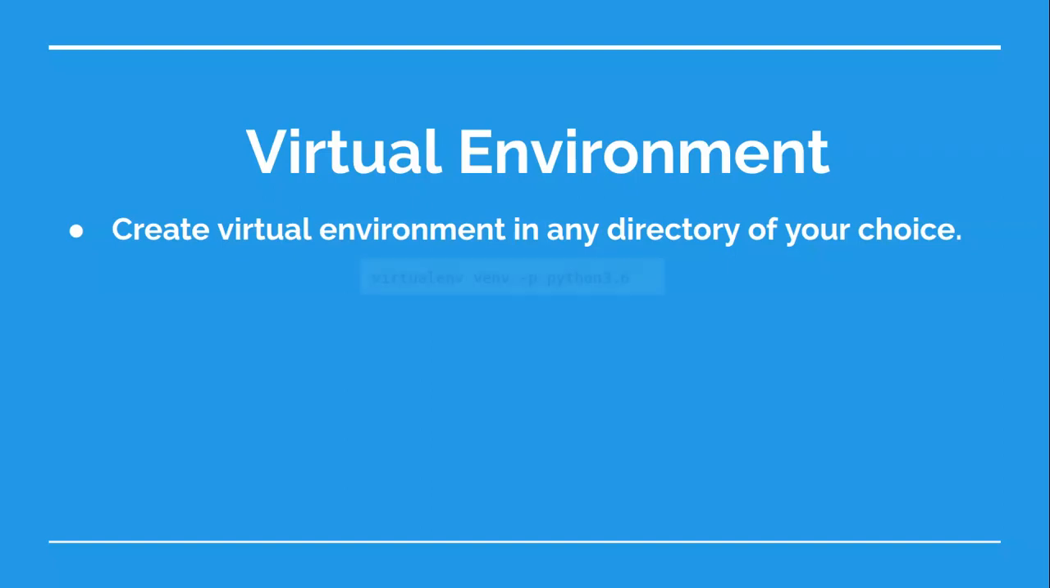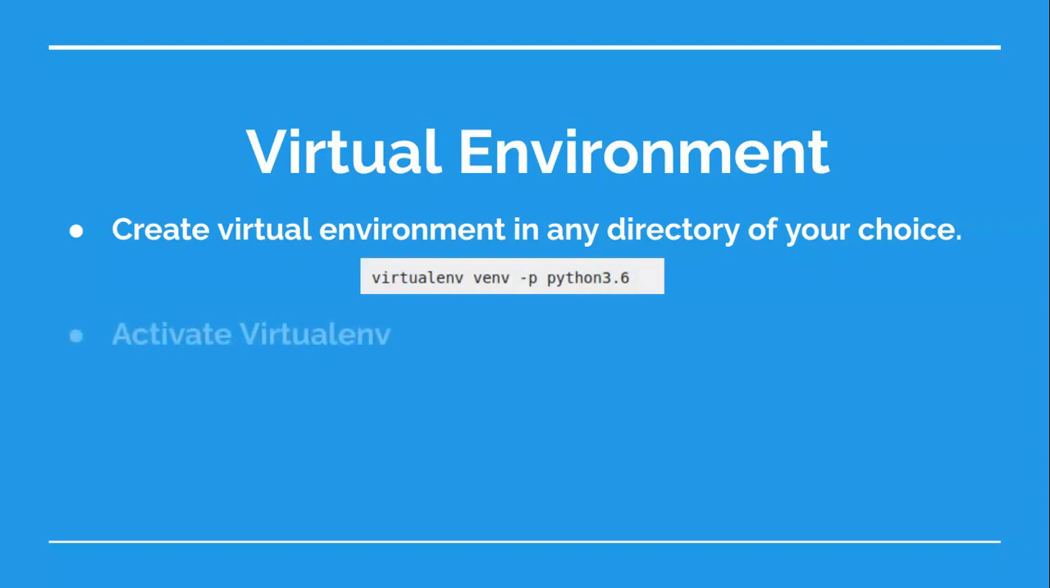Now, inside the myproject folder, run this command to create the virtual environment. Our virtual environment is created. Now before we start using it, we need to activate the virtual environment. You will know it worked if you see the environment name in front of the command line, like this.